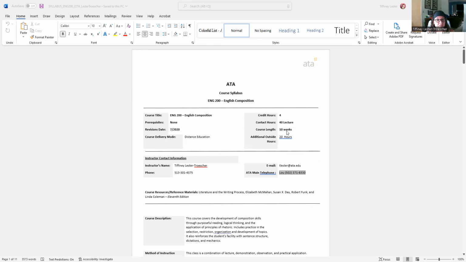40 lecture hours total spread over 10 weeks means 4 hours a week that you would be in class if we were on campus. But you'll notice additional outside hours is 20, right? Spread over 10 weeks is 2. So 4 plus 2 equals 6. 6 hours a week you are expected to spend on this course. 4 of those hours we would normally spend in the classroom learning the material, going through the lessons, and then 2 hours of homework each week.